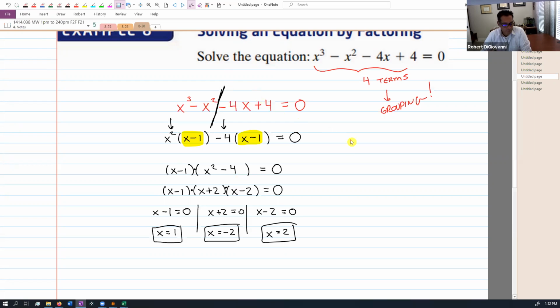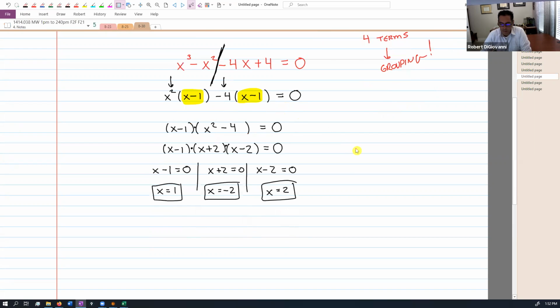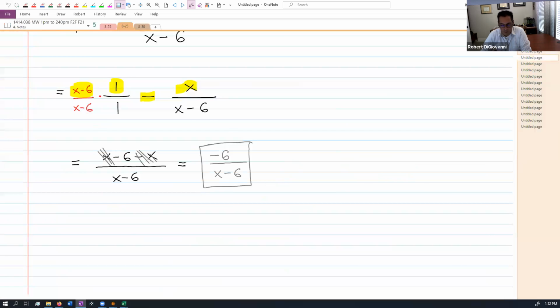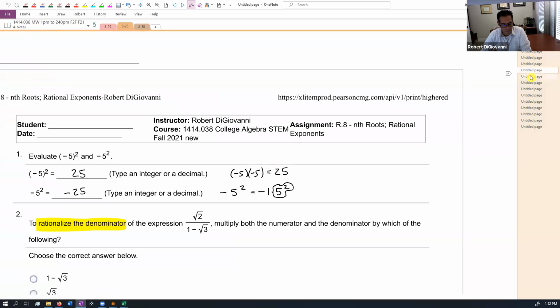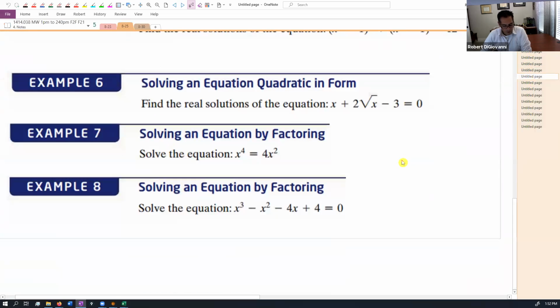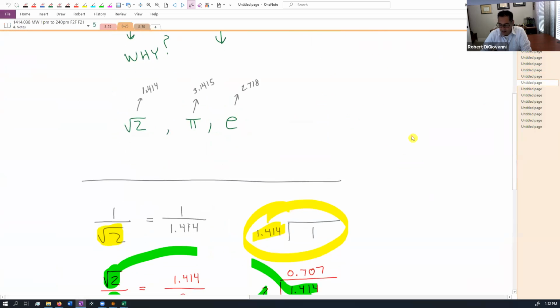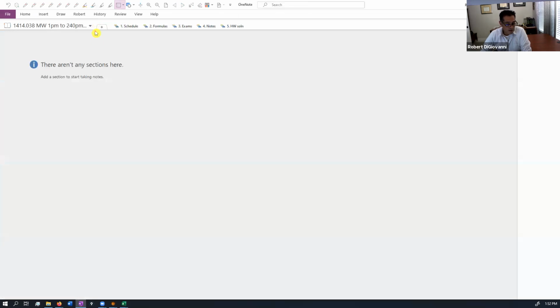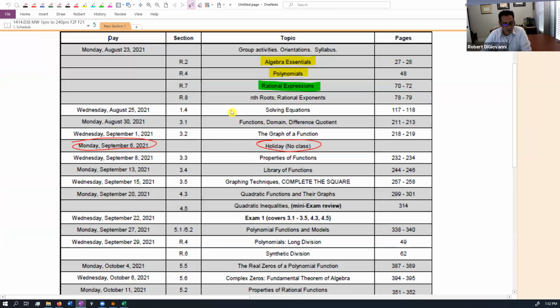All right. Any questions on this? I want to just verify that I got all the problems that I wanted to get. There should have been 8 examples, I think. 8, yeah, 8 examples. All right, so there we go. We are done with the solving equations section. All right. And we're ready to move into functions, domains, and difference quotient.